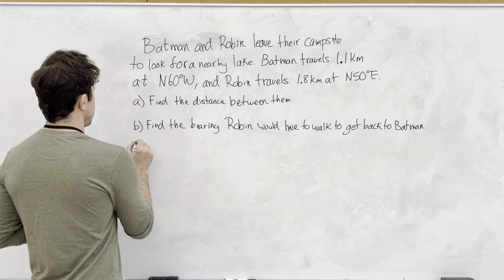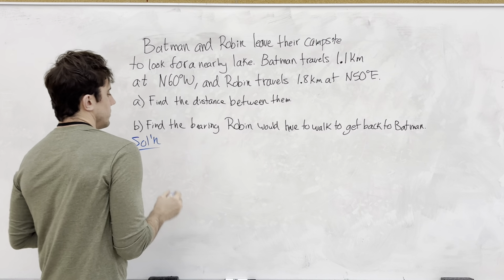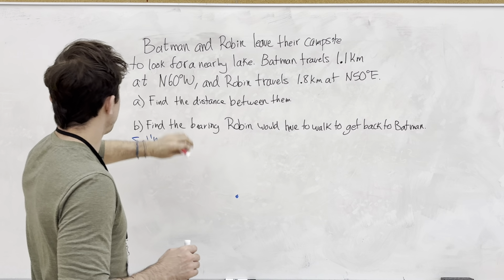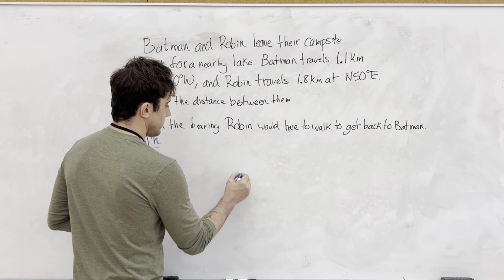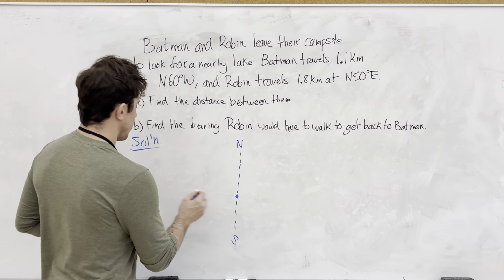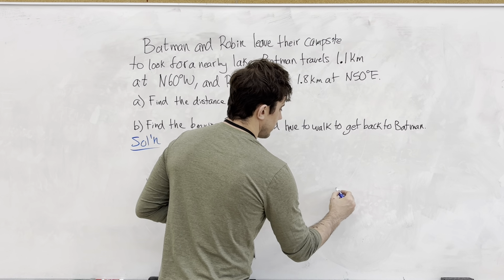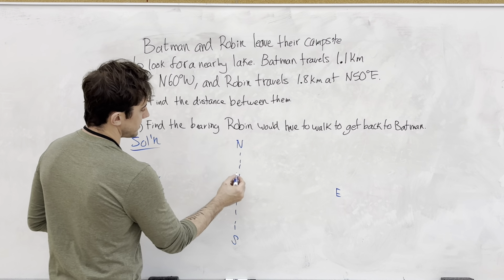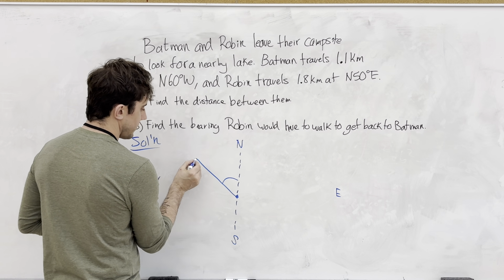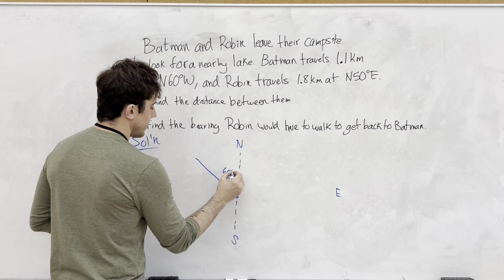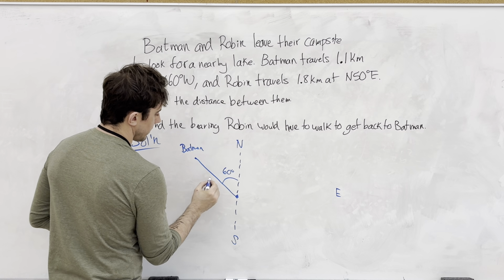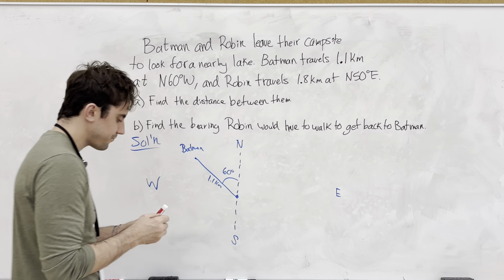So let's start by drawing a diagram. We'll have, let's say, their campsite. Then Batman goes off 1.1 kilometers north 60 degrees west. So I'm going to draw my north and south dotted line. North 60 degrees west, west is over here, and of course our east is over here. So north 60 degrees west is something like this, roughly. So that's a 60-degree angle. This is Batman's location, and we'll say that this side length is 1.1 kilometers.